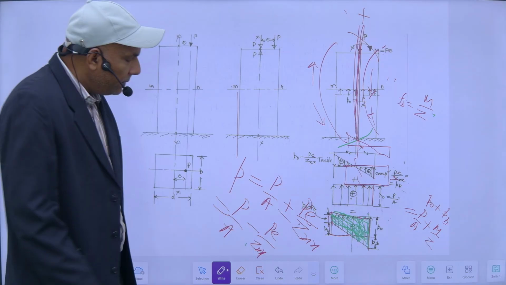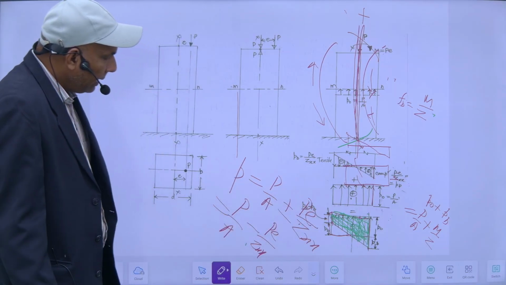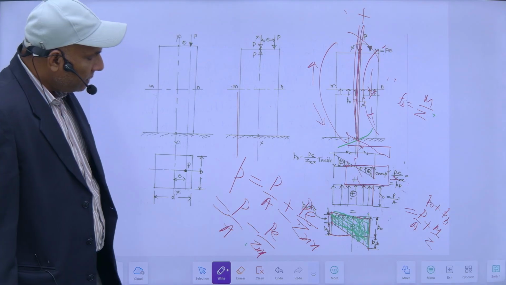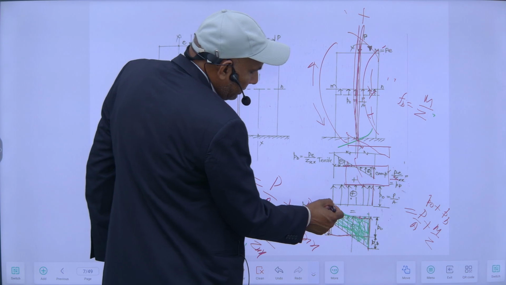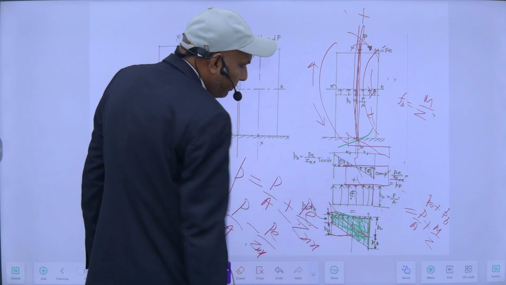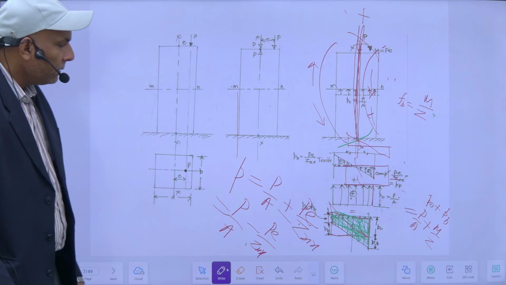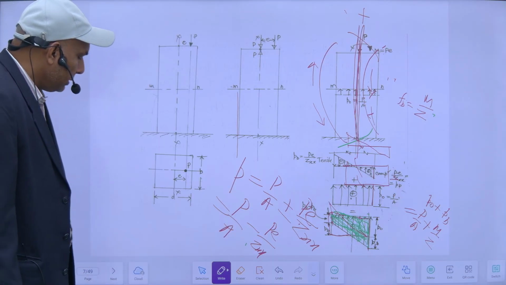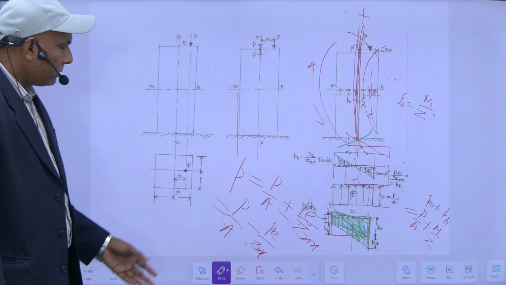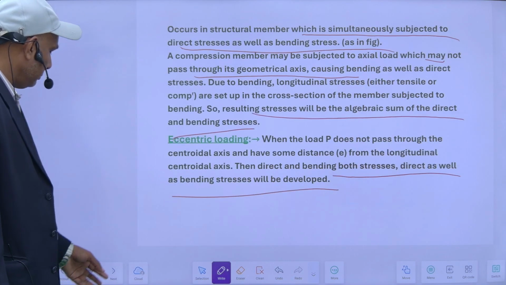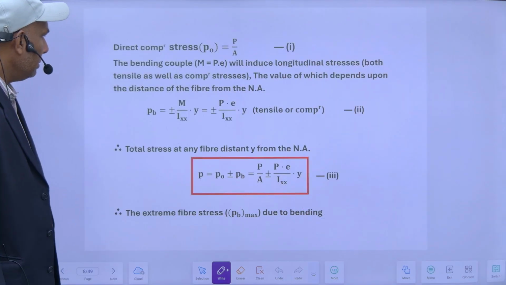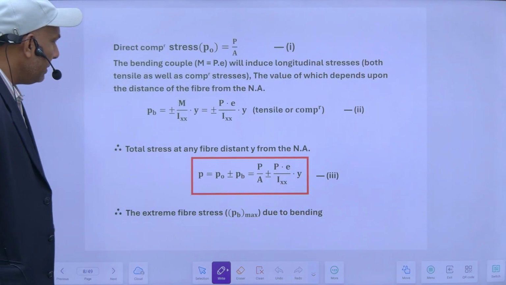So its amount will be decreased here. And sometimes our tensile stresses become so large that tension may be developed. That I will discuss subsequently. So this is the effect of the combined direct and bending stresses.